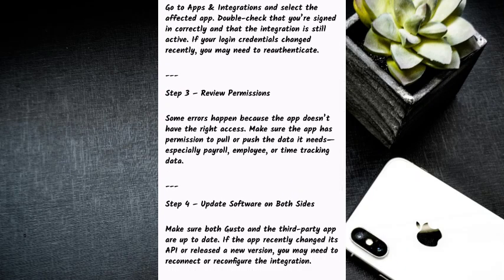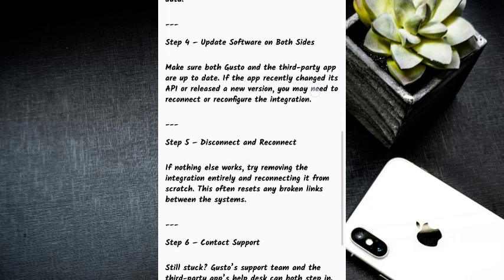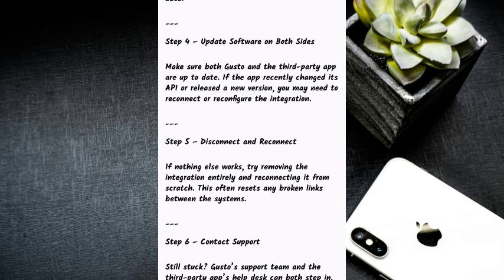Step 4. Update software on both sides. Now make sure both Gusto and the third-party app are up to date. If the apps recently changed its API or released a new version, you may need to reconnect or reconfigure the integration.